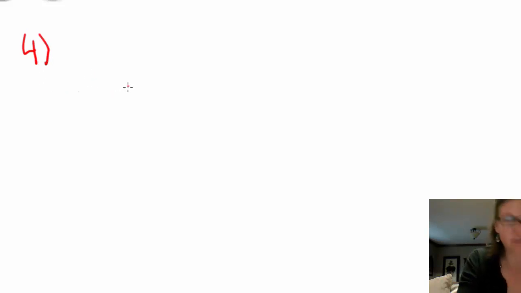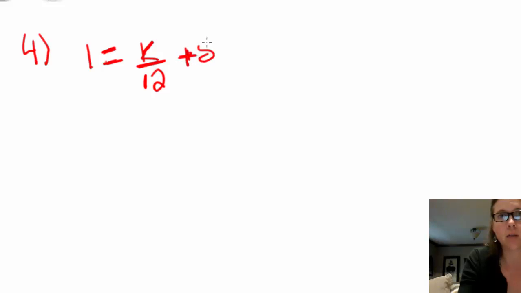Okay, again, this one has a fraction in it. 1 equals... I find it easier a lot of times, especially when we get into more fractions, to multiply that fraction out from the beginning. So we have 1 equals k divided by 12 plus 5. We want to get k by itself, but it's in this fraction. So let's multiply everything by 12. You have to multiply everything.